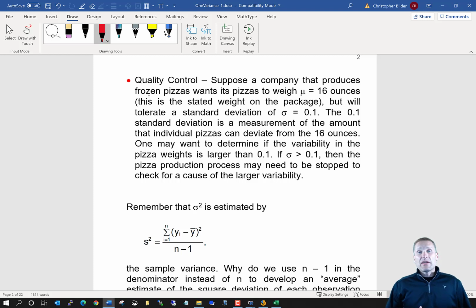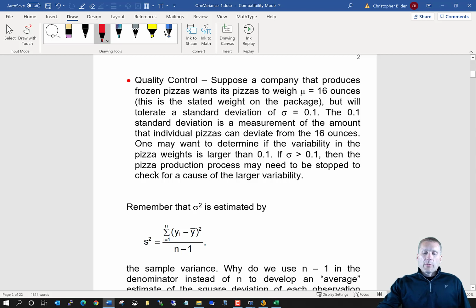maybe 16 pizzas are sampled from that process. The variance and the standard deviation are calculated for the sample, and then using this information, inferences are drawn back to what the population variance and standard deviation would be, so that a company can determine if their manufacturing process is in control, meaning that they're making everything as they would expect, or out of control. And in that case, you would probably want to stop the manufacturing process and see how they can fix things.